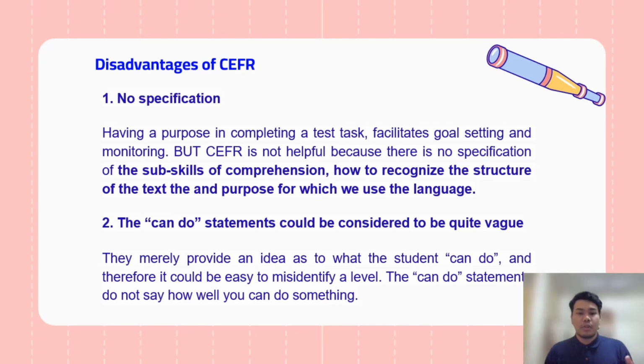Number 2, the can do statements could be considered quite vague. They merely provide an idea as to what the student can do. Therefore, you could easily misidentify a level. The can do statements do not say how well you can do something, but they insist that you can do it, instead of saying you can do this at this level. So those are a few disadvantages of CEFR.